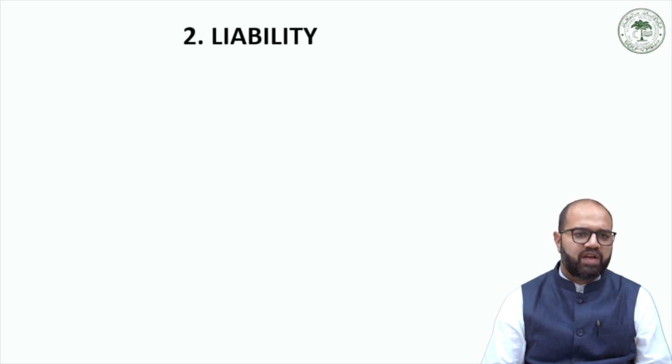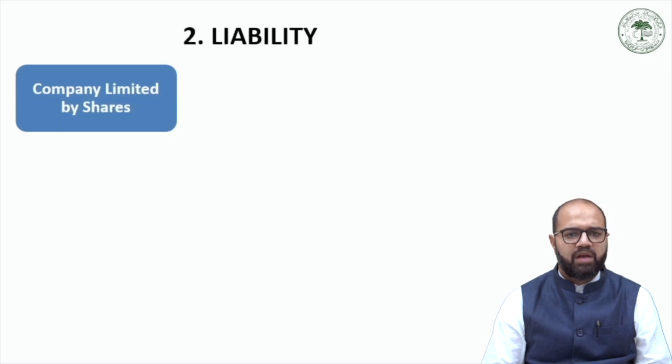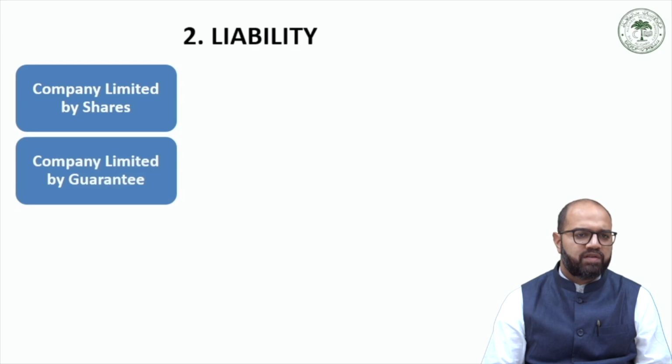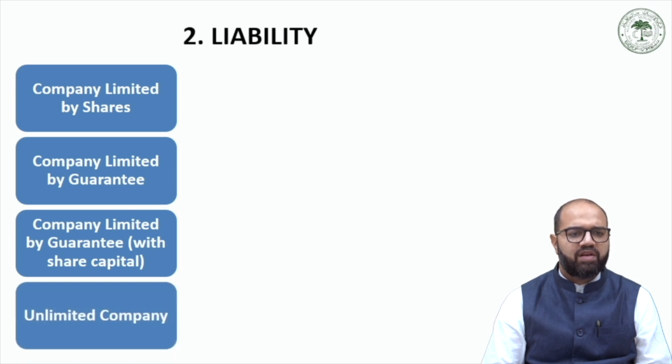Next, we move on to the second kind of classification, which is on the basis of liability. Here we have firstly a company limited by shares, secondly a company limited by guarantee, thirdly a company limited by guarantee with share capital, which is a conjugation of the first two kinds of companies, and lastly we have an unlimited company or unlimited liability company. Now we shall be discussing in some detail each of these four companies which fall under the head of liability.